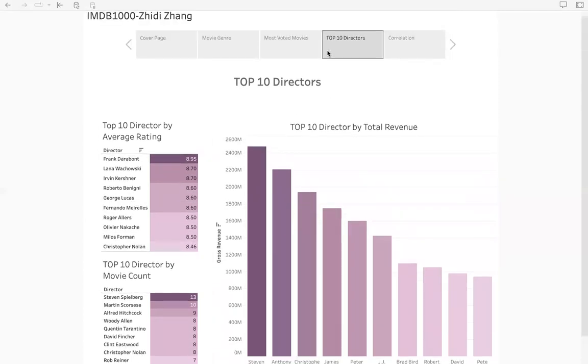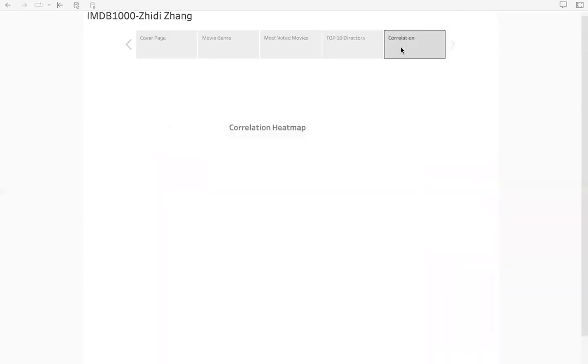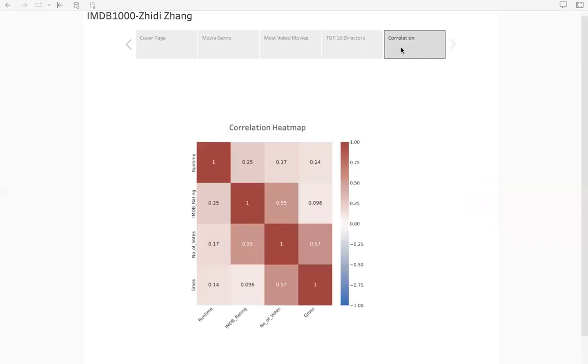The last tab is about the correlation analysis of all numerical variables. As you can see, all cells are red, which means they are all positively related. The connection between the number of votes and the gross revenue is the highest, at 0.57. It indicates that high votes show a relatively strong relationship with revenue.